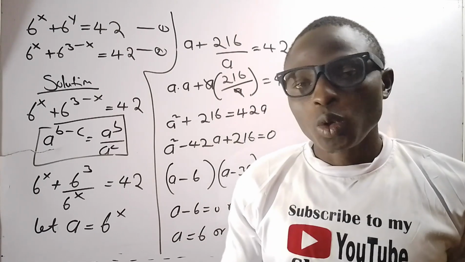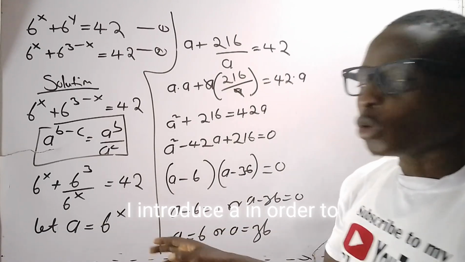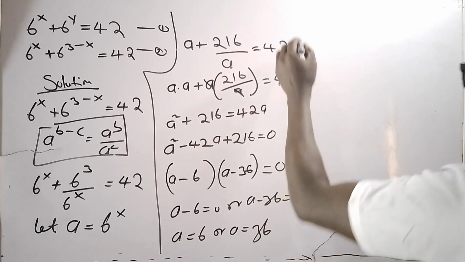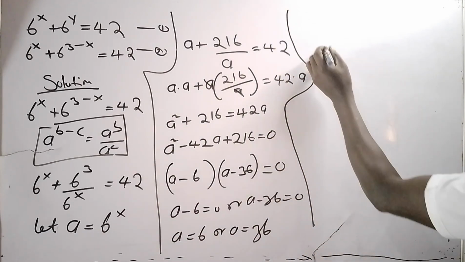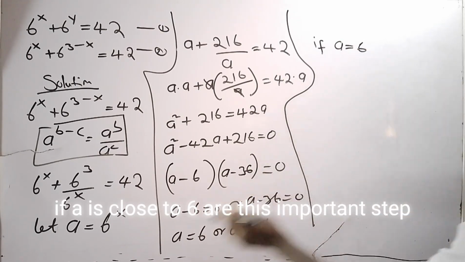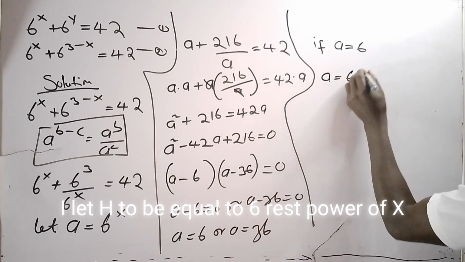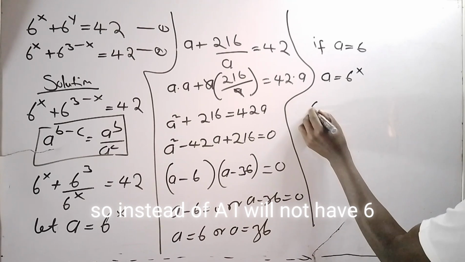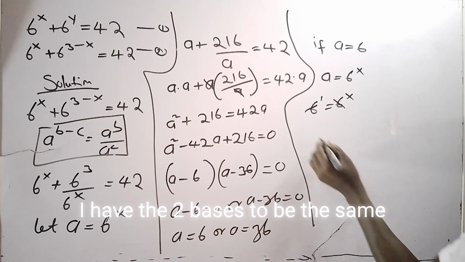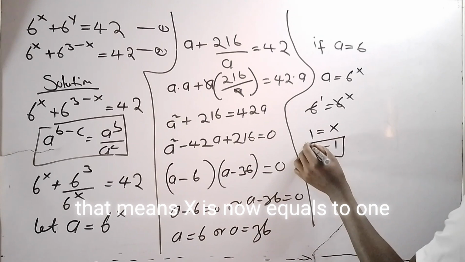But remember that we were asked to find the values of x and not a. I introduced a in order to ease the solution at a particular point. So coming here, if a is equal to 6, at this important step, I let a be equal to 6 raised to the power of x. So instead of a, I will now have 6 raised to the power of 1 is equal to 6 raised to the power of x. I have the two bases to be the same. So 1 is equal to x. That means x is now equal to 1.